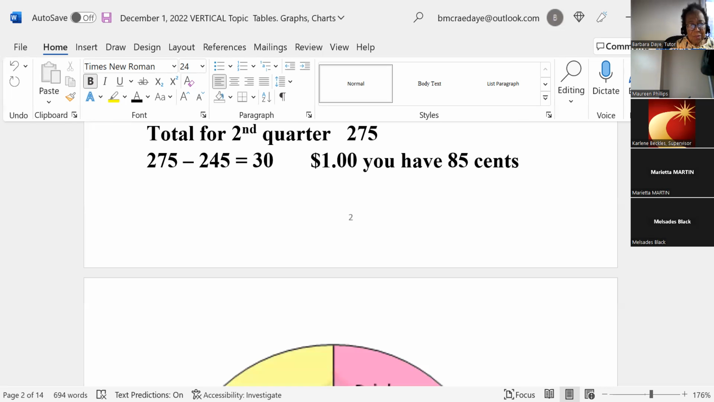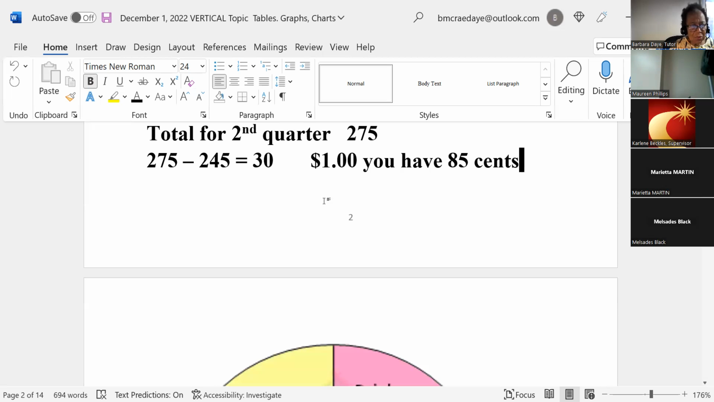Are you missing 10 cents? No, you're not missing 10 cents to get a dollar. Warm. Try again. What do you add to 85 cents to get a dollar? I haven't gotten it yet. If you have a dollar and you have 85 cents, how much more do you need?